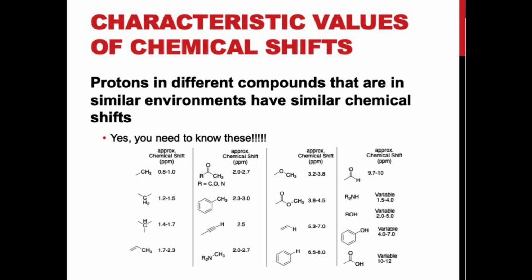The aromatic hydrogens being from about 6.5 to 8 is important, and this changes based on what's on the aromatic ring. And then aldehydes are really diagnostic. They come in this really narrow range of 9.7 to 10. So I would suggest it's in your best interest to at least know the alkanes, ethers and esters, aromatics, and aldehydes, to have a rough sense of those so that if you look at a spectrum, you can kind of predict what you're going to have.